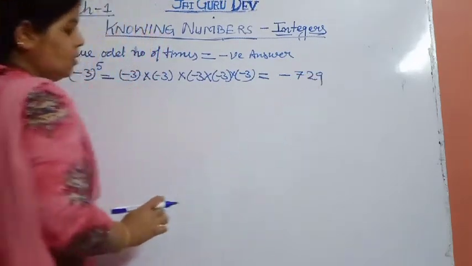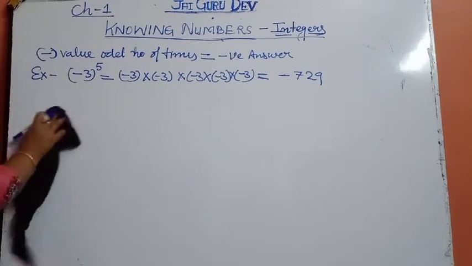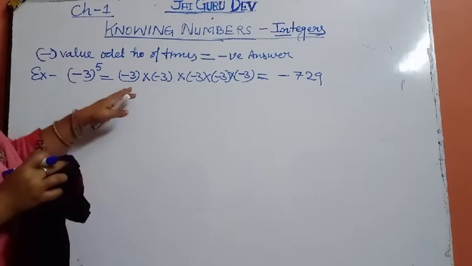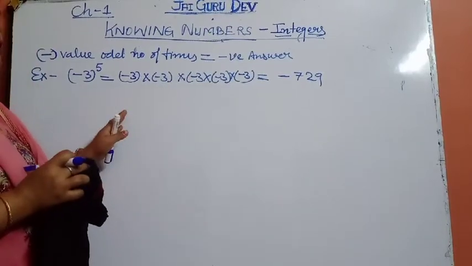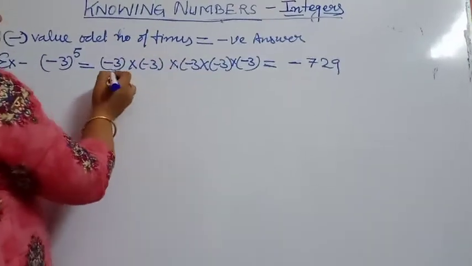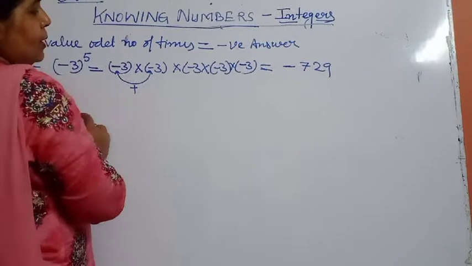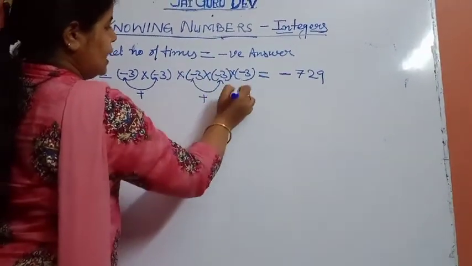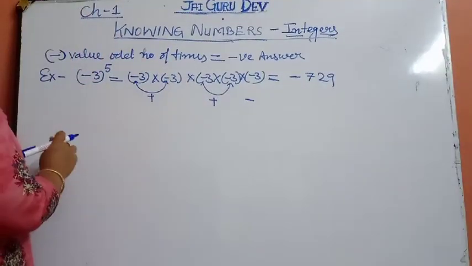Now maybe everybody has understood what I would like to explain. If a negative value is multiplied an odd number of times, you can see that 1, 2, 3, 4, 5 times we are multiplying, and 5 is an odd number. Try to understand how it comes: minus into minus, when we multiply, becomes plus. Here minus into minus becomes plus, and one minus is left, then plus into minus, what will come? Minus. In this way this result comes.